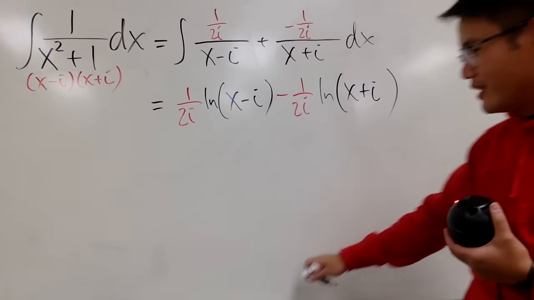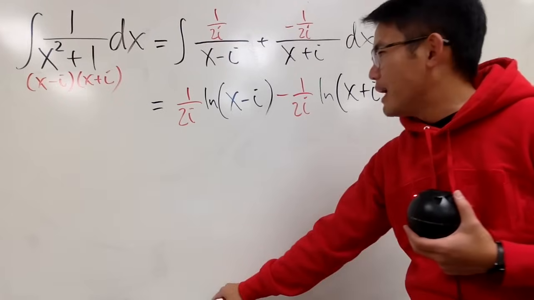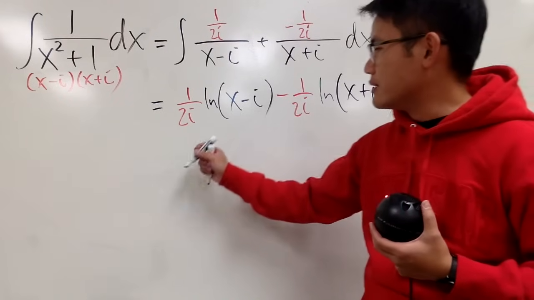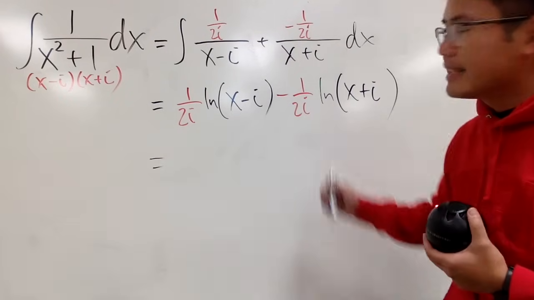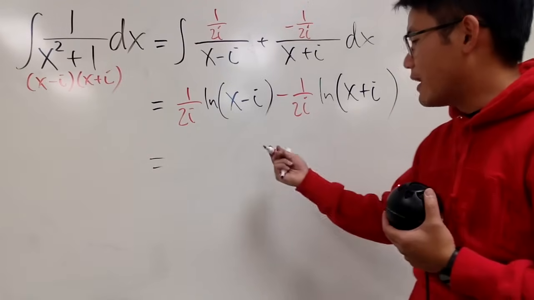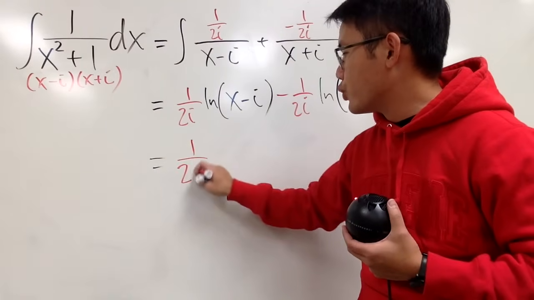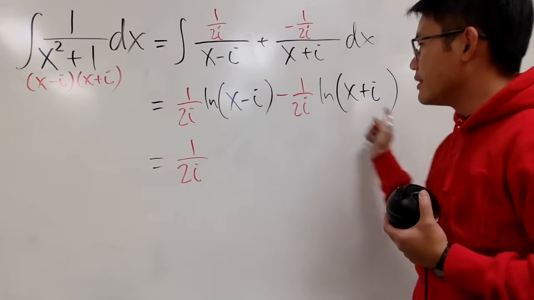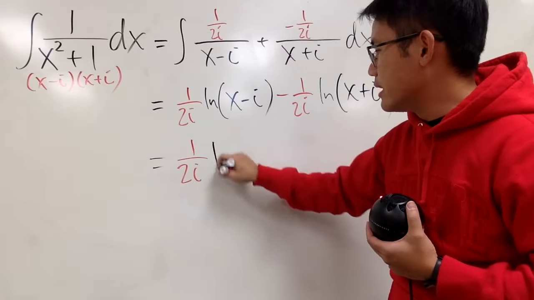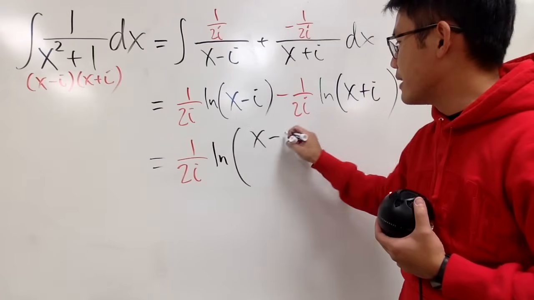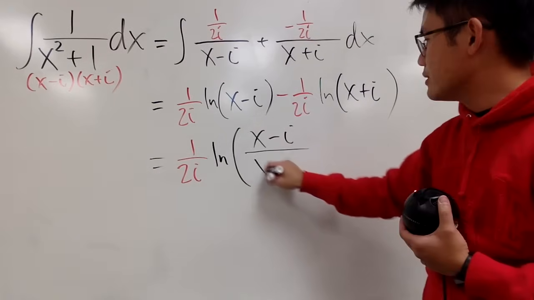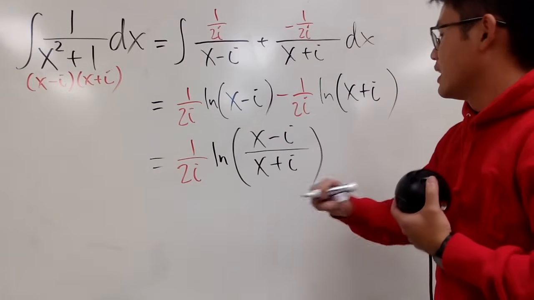So this is pretty much it, if you guys would like. But of course, we can do better, because now you can see that this and that have the same coefficient, so we can factor that out, 1 over 2i. And then we can combine the natural logs. So this is natural log, parentheses, x minus i, over that, which is x plus i.